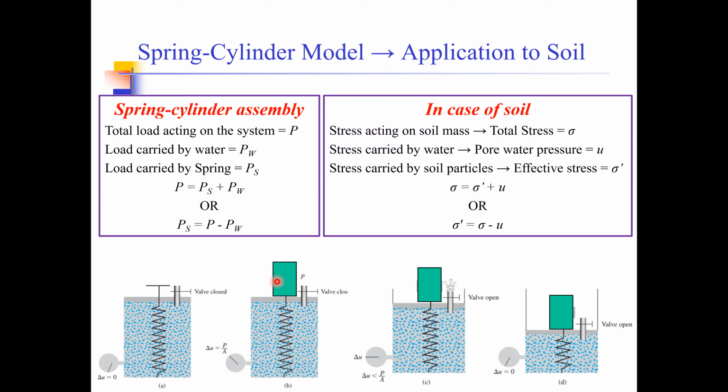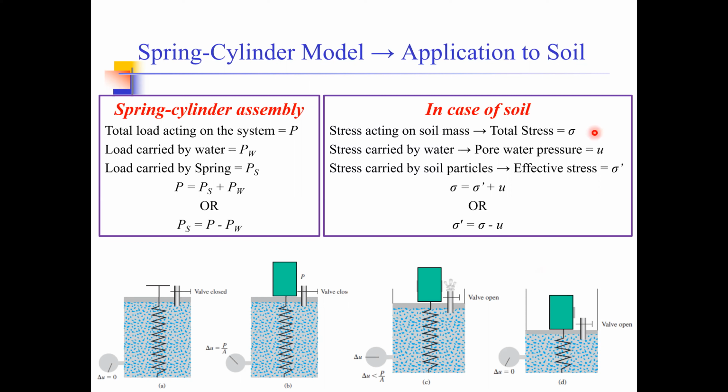However, after some time, this pore water gradually starts releasing, and once it starts releasing, the pore water pressure keeps on decreasing, and the load, which was initially being carried all by water, now transfers slightly to the spring, that is the soil solids. And then when a considerable amount of time has elapsed, all the excess pore water pressure has been dissipated, and all the load which was initially being carried by water and partially by soil solids is now transferred to the soil solids only.